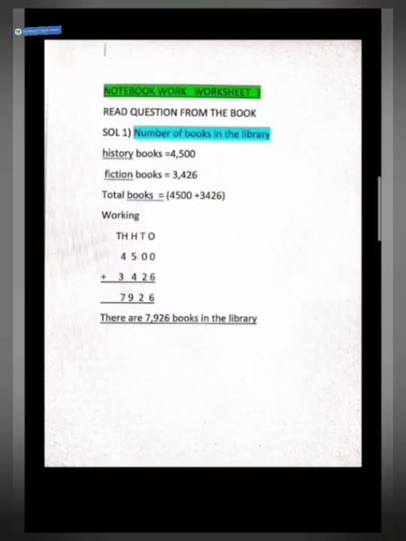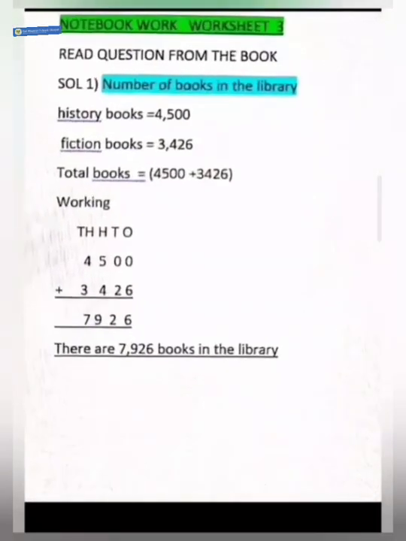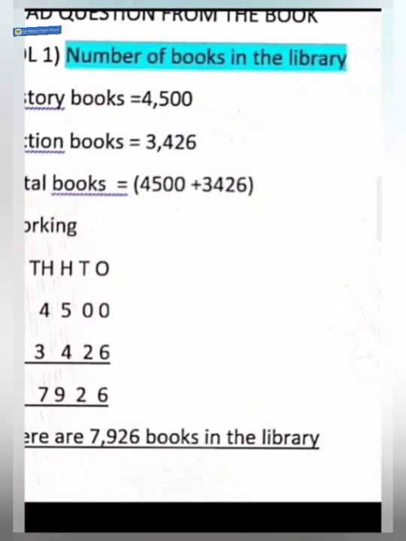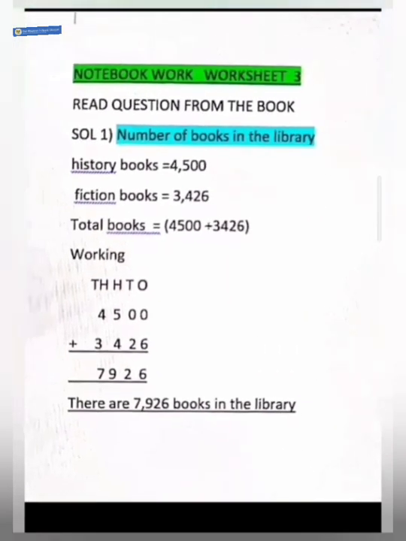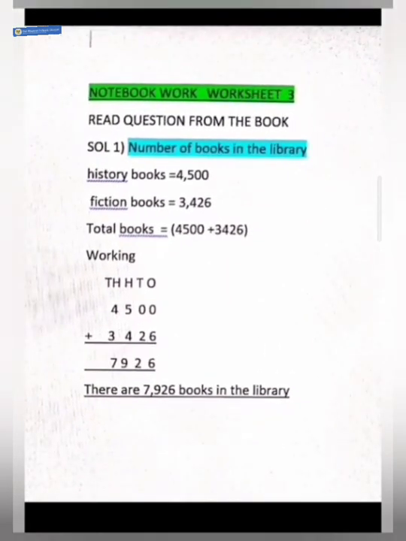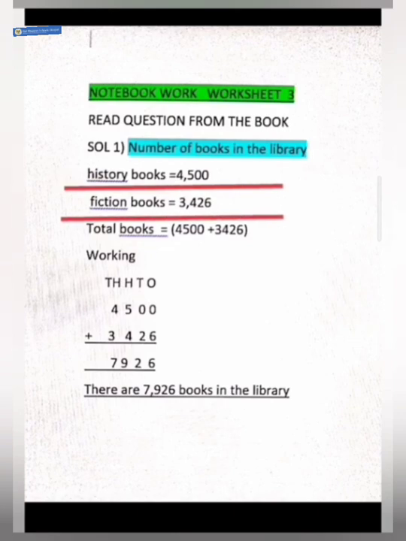Look at the solution. First, mention number of books in the library. What are the number of books in the library? There are two types of book, history books and fiction books. Write their numbers and find the total and show the working here. Now let's see the working.